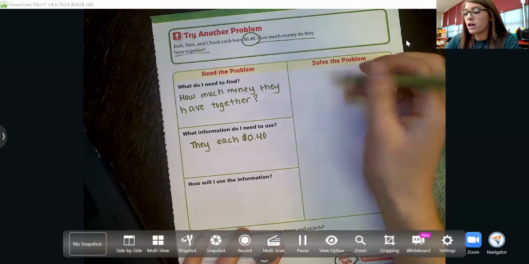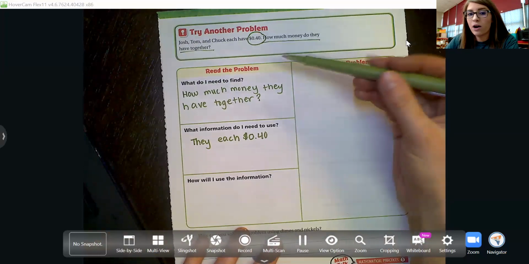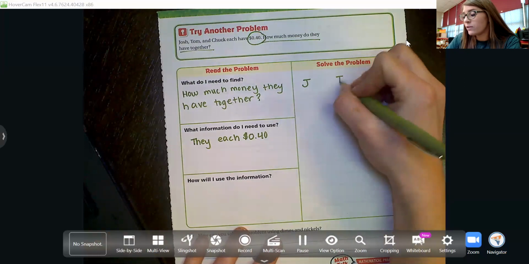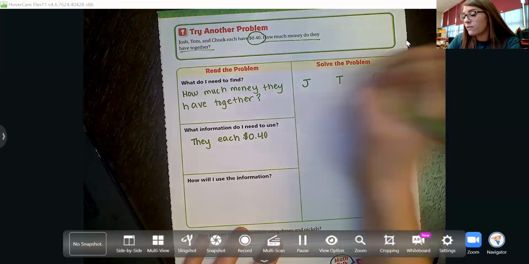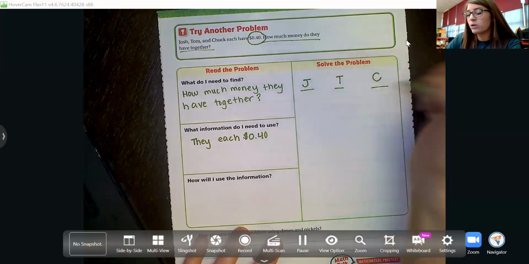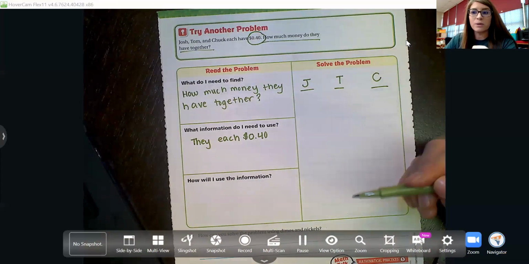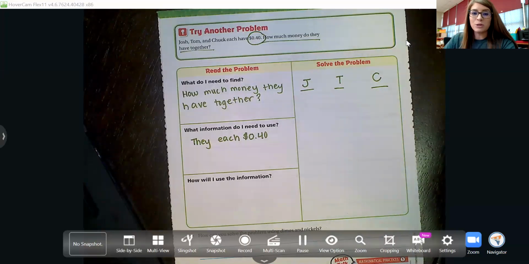Okay. All right. So let's go ahead and start with the drawing. So I'm going to put a J for Josh, a T for Tom, and a C for Chuck. And the reason that we're doing drawing and adding is because some of us are visual learners and it's a little bit easier to draw it out and do it that way.